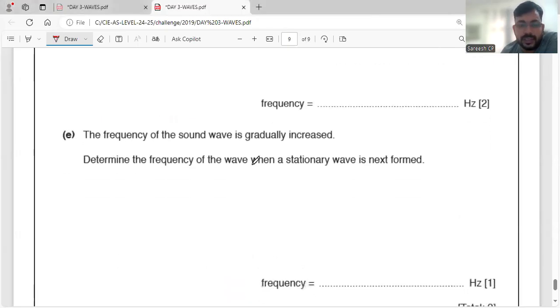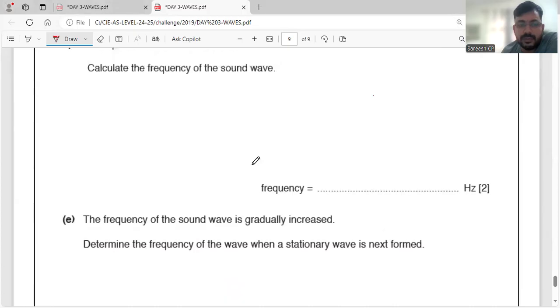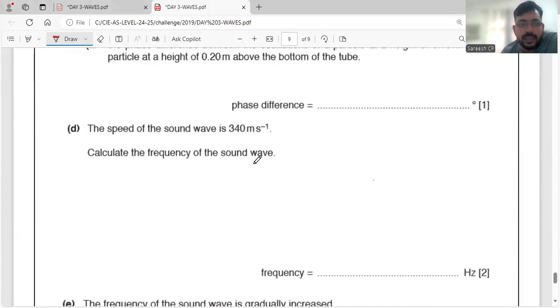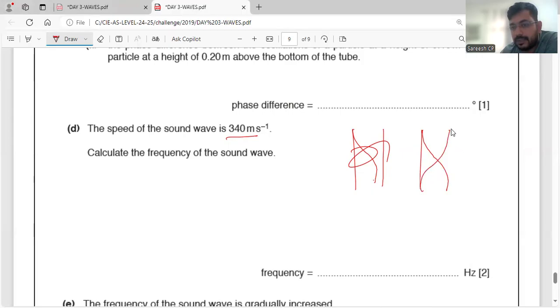Now the next one: the speed of the sound wave is 340 meters per second, calculate the frequency. They say that it's on the pipe. Okay, so this is an antinode over here. Then I can say there is a node over here. And this is the pipe, right? In this pipe, these are the waves formed.